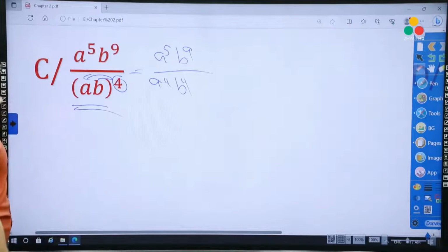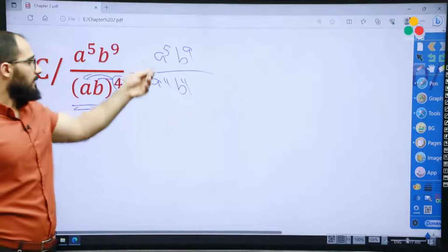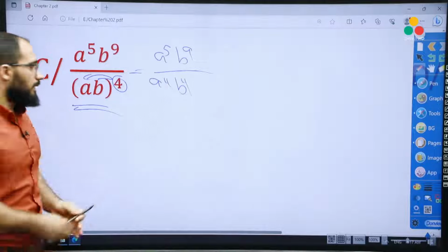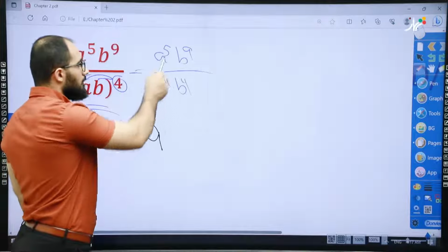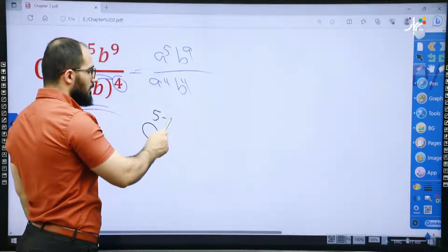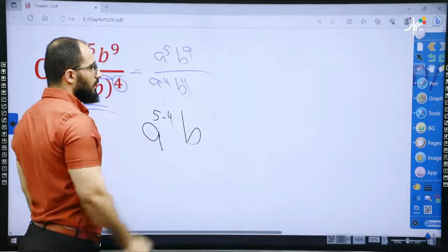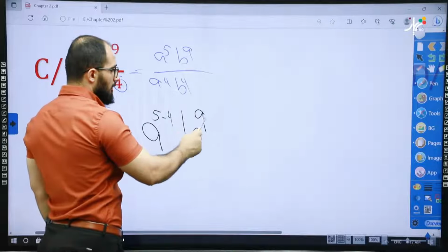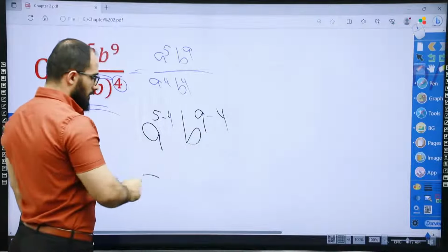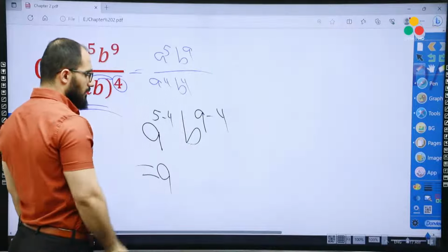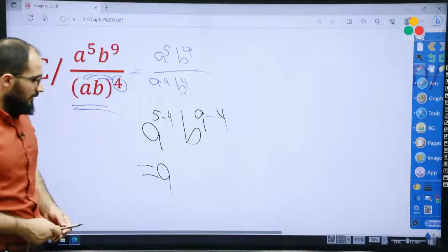So right now we have a with a, b with b. It means for a, 5 minus 4. For b, 9 minus 4. Finally, we have a, because 5 minus 4 is equal 1.